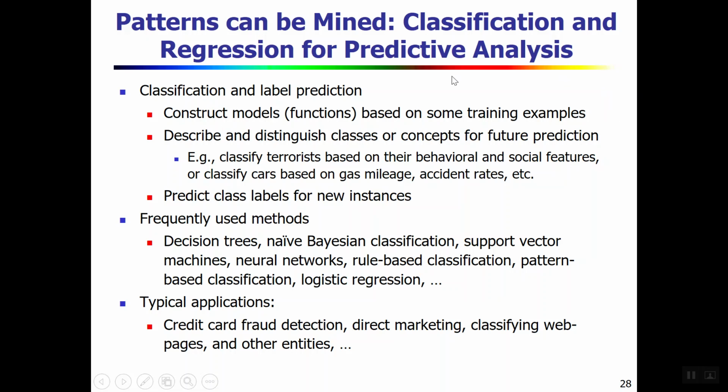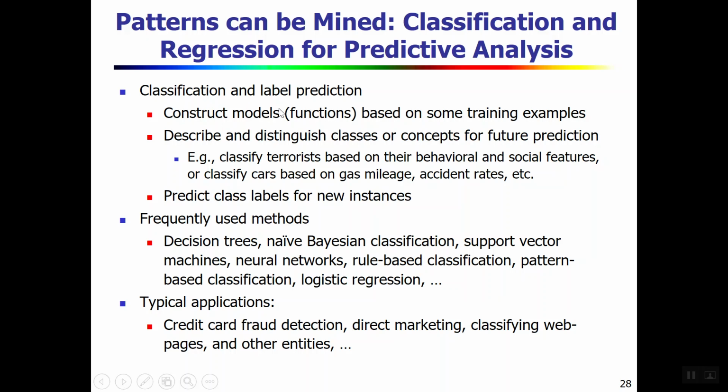Then you construct a model based on the data that you collected on those customers, and try to construct a model that can be used to classify future customers into those three categories or three classes. So this is classification and label prediction.